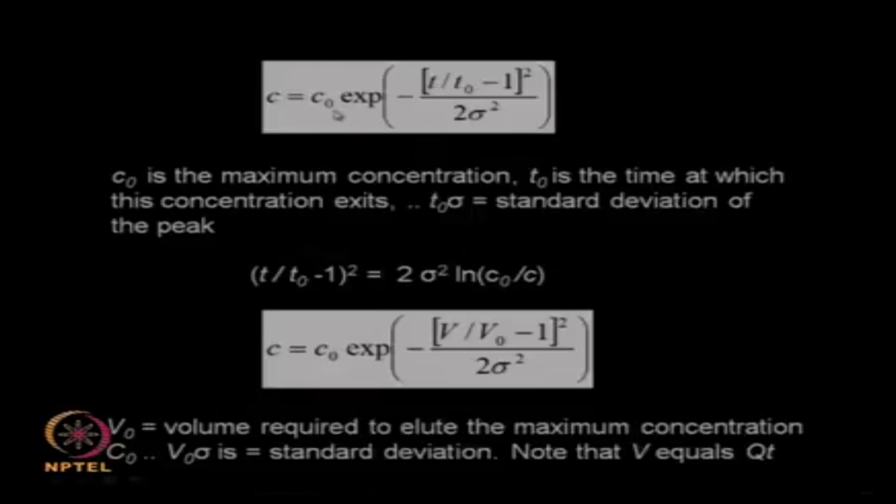C as a function of time will be C equal to C naught exponent minus (t by t naught minus 1) whole square by 2 sigma square, or C is equal to C naught exponent minus (V by V naught minus 1) whole square by 2 sigma square. So this equation is very useful, and the main assumption here is the peak that is leaving the chromatographic column is normally distributed, uniform, and it follows a Gaussian type of relationship.